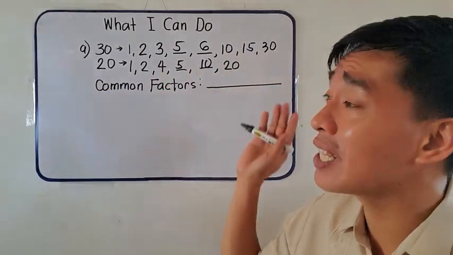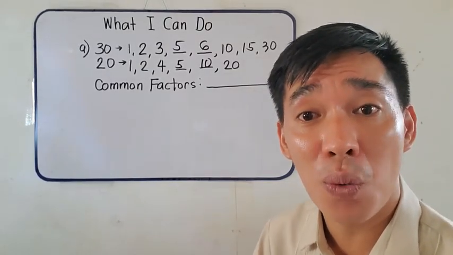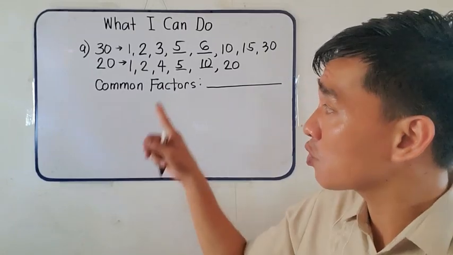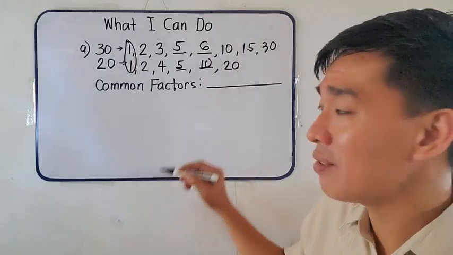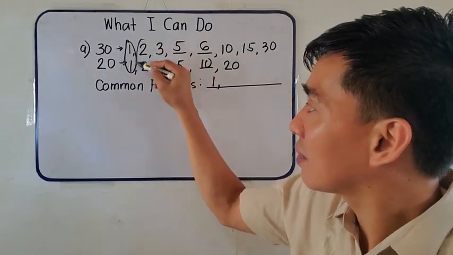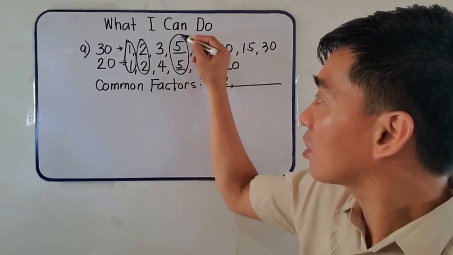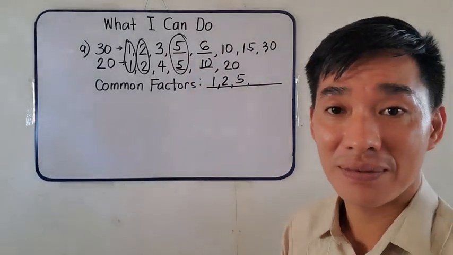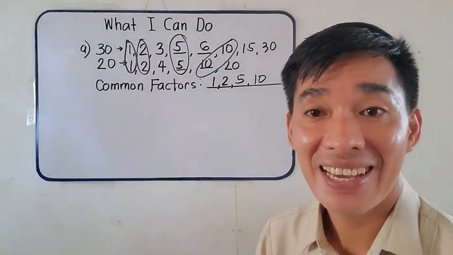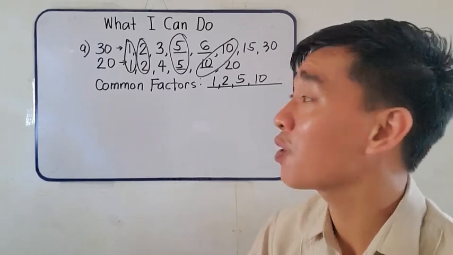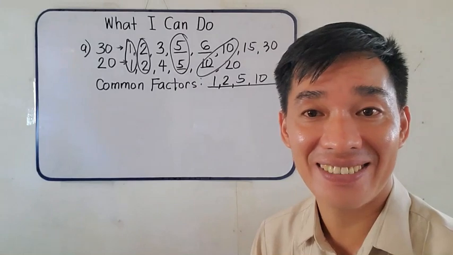Because we already completed the factors of 30 and 20, it will be easy for us to know their common factors. Try to look at their factors. Obviously, they are common with 1. They are common with 2. Common with 5. And finally, they are also common with 10. Therefore, the common factors of 30 and 20 are 1, 2, 5, and 10.